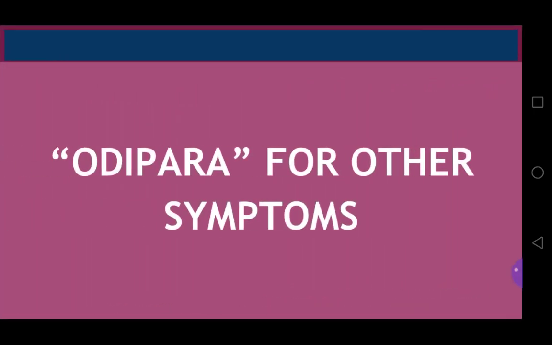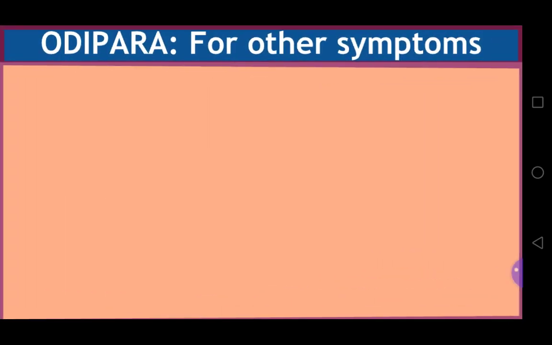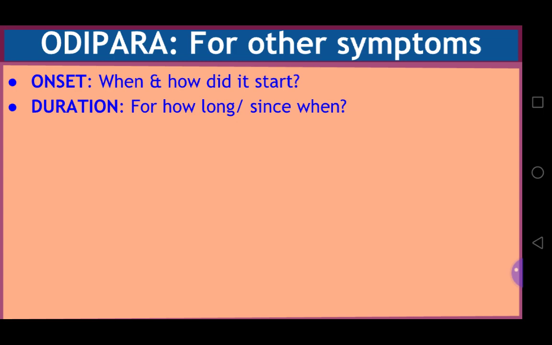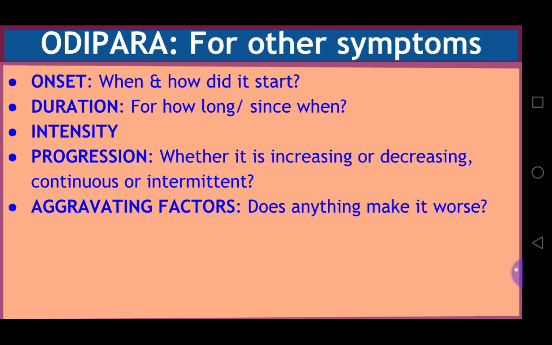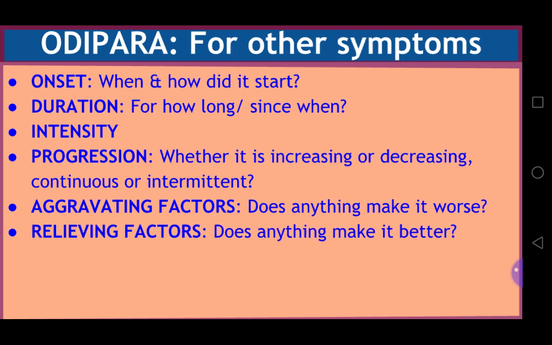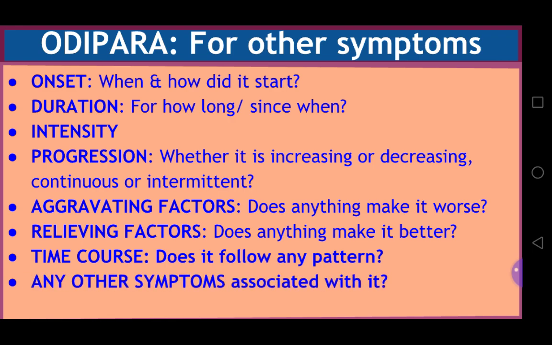Next mnemonic for history taking is ODPARA. This is for exploring other symptoms. O stands for onset, when and how did this start? D for duration, for how long or since when. I stands for intensity of the symptom. P stands for progression, whether it is increasing or decreasing, continuous or intermittent, comes or goes. A for aggravating factor, R for relieving factor, A for any other symptoms associated with it. The time course is mistakenly written in this. It is not included in ODPARA.